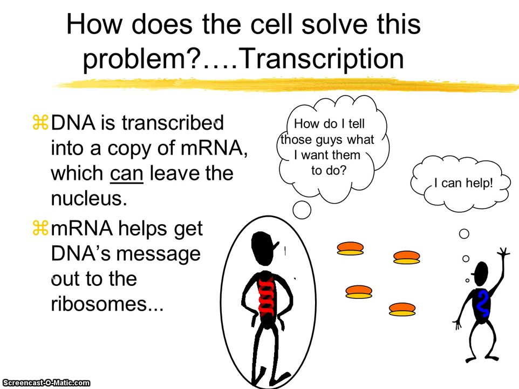The coded information that's going to tell the cell how to make particular proteins is going to be transcribed from the DNA into a piece of messenger RNA, a small little instruction book. This little piece of messenger RNA is going to be able to leave the nucleus and carry that transcribed message, that instruction manual, if you will, to the ribosomes. So the ribosomes know what protein to make and how to make it.